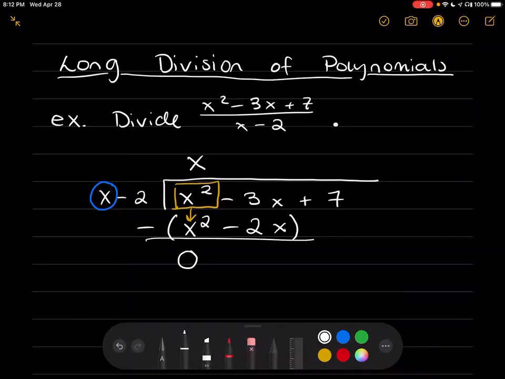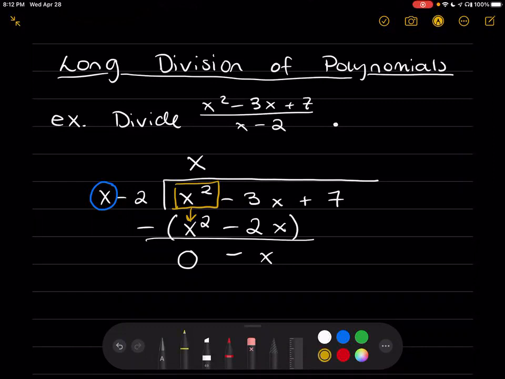Okay, and then the next term is a minus 3x. Don't forget to distribute this minus sign into there. So that's actually a plus 2x. So minus 3x plus 2x just pops out minus x. So that was one step of the division.